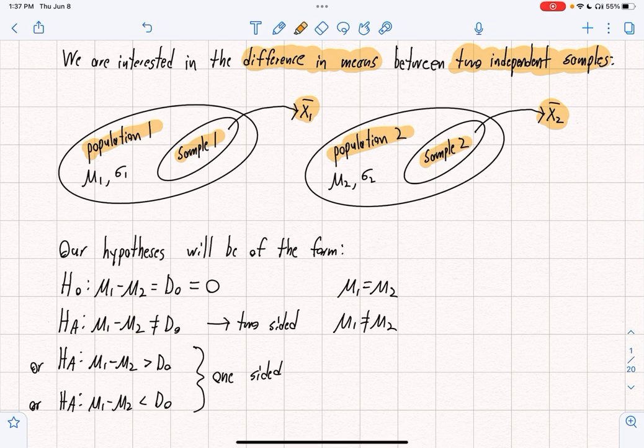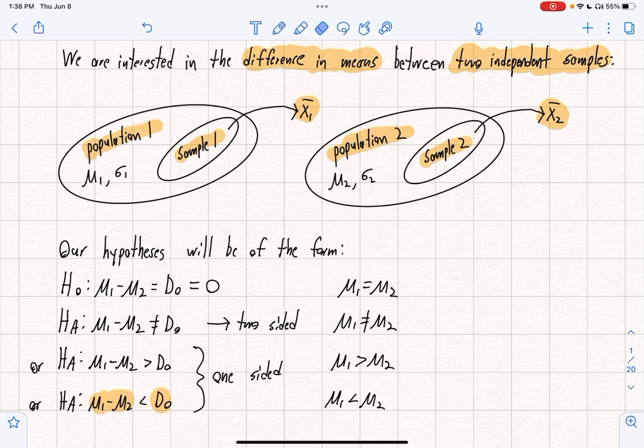And then, of course, if we're doing a one-sided test, we might think that mu1 is bigger than mu2. And so if we take the difference, this will be bigger than some value. Again, we could take D naught to be 0. We could rewrite this as mu1 bigger than mu2. Or we might think that mu1 is less than mu2, and so if we take the difference, it's going to be less than some value. Again, if we take that to be 0, we could rewrite this as mu1 less than mu2.